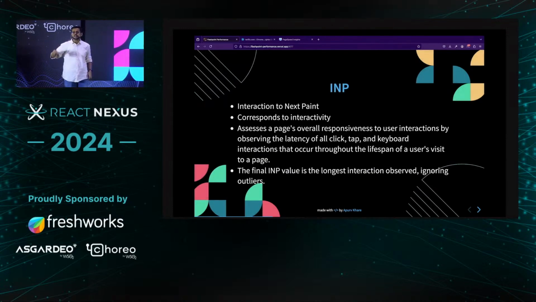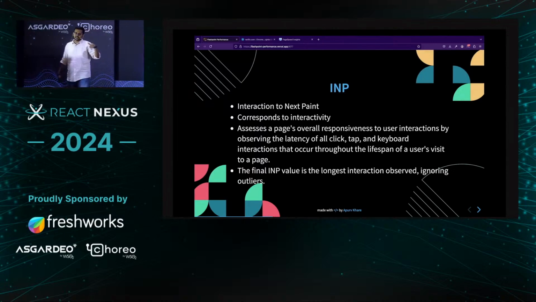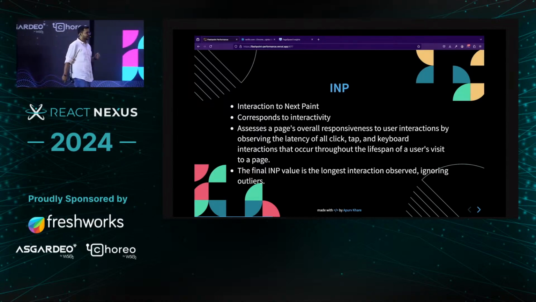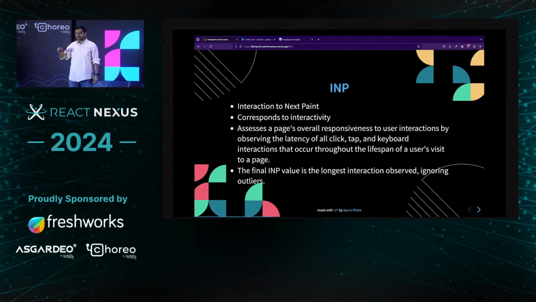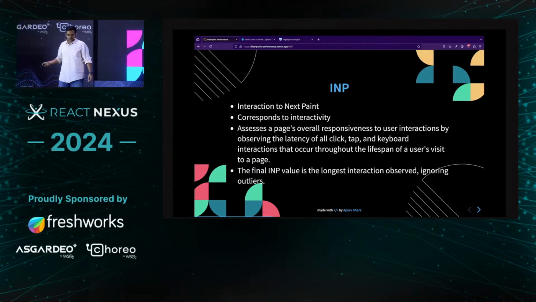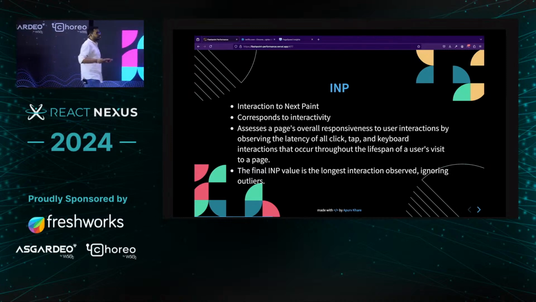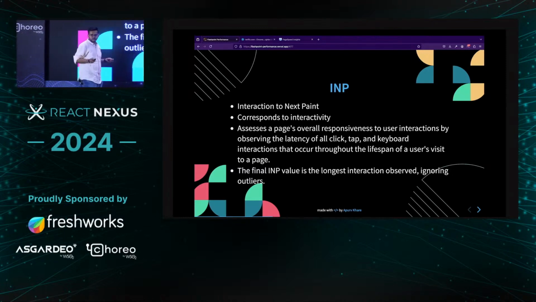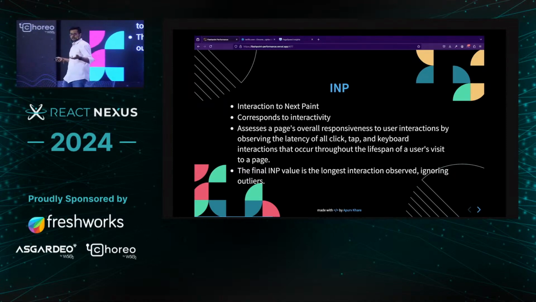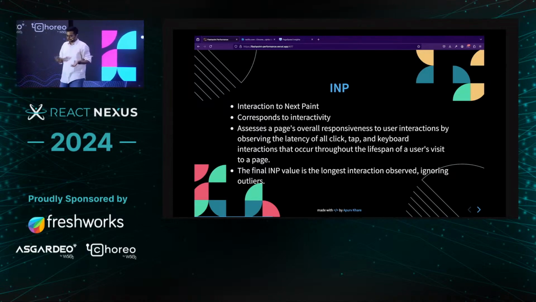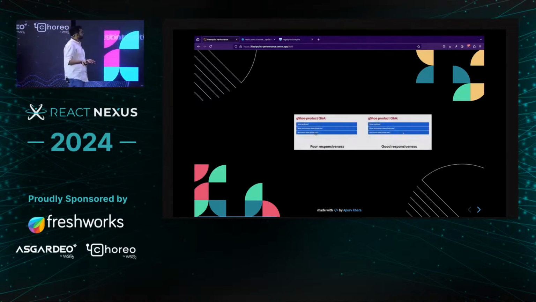The next one is INP. This was recently introduced, and it replaces FID. Now let's first talk about INP. It is Interaction to Next Paint. It corresponds to interactivity. It assesses a page's overall responsiveness to user interactions like click, touch, and keyboard, and the final INP value is the longest, barring the outliers.